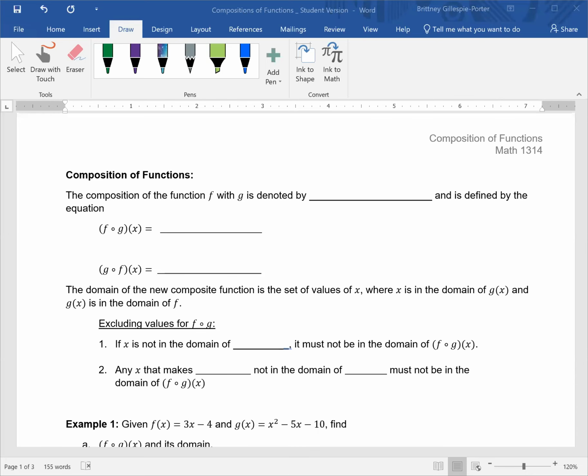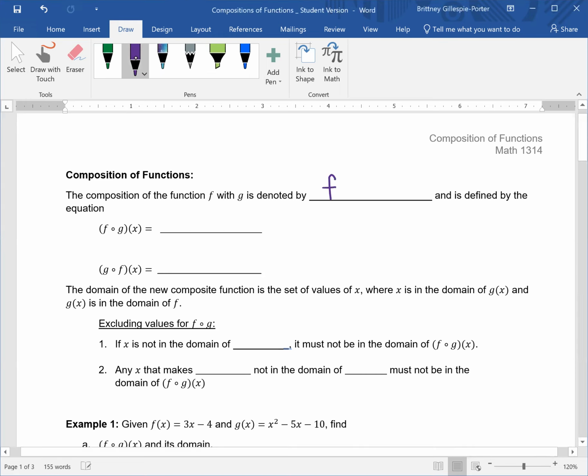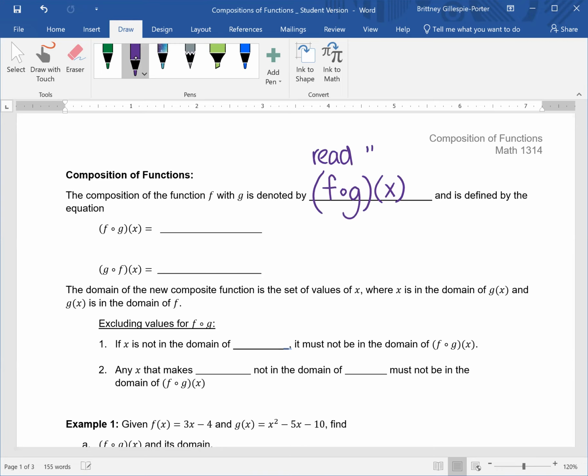Today we're going to talk about composition of functions. The composition of functions, f with g, is denoted by the notation (f ∘ g)(x), which is read f of g of x. I know it looks like fog.